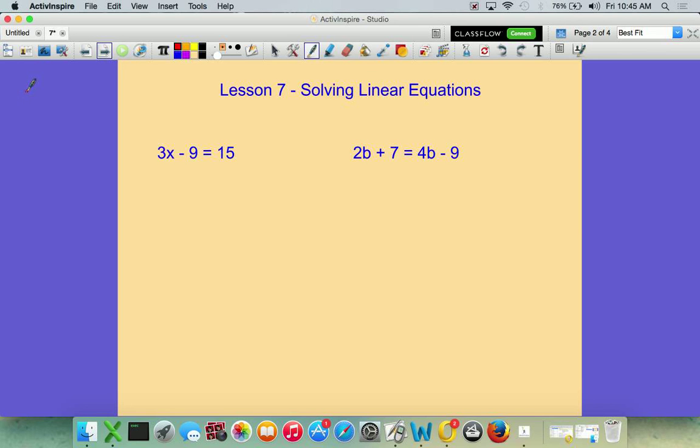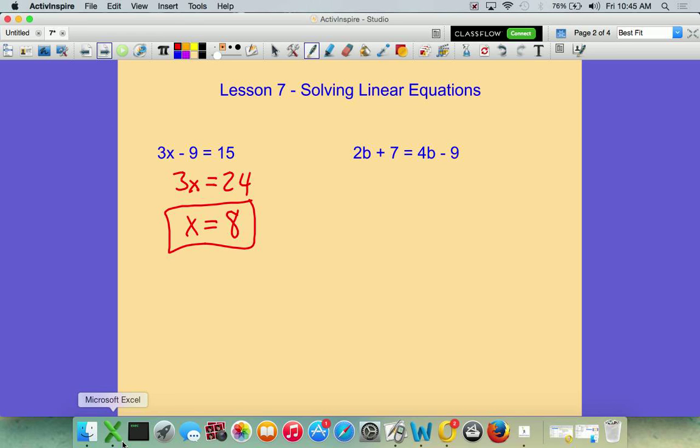So, solving linear equations. You guys have been doing this for a long time. Our goal is to get our variable by itself. So we're going to add 9 to the other side. So 24, divide by 3, x equals 8. Remember, you can always plug these back in to check. 3 times 8 is 24, minus 9 is 15. There is our correct answer.